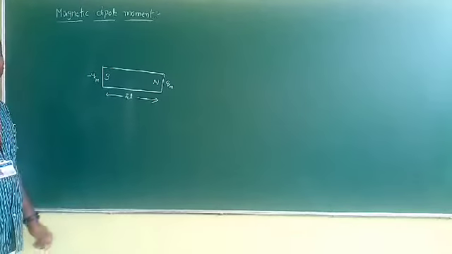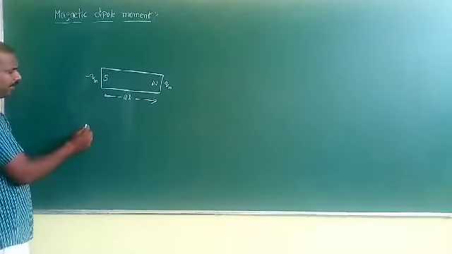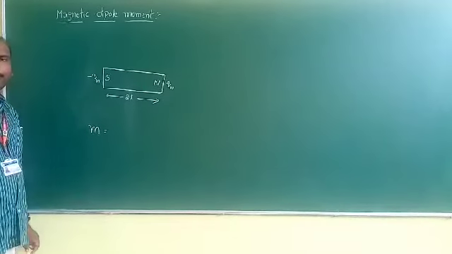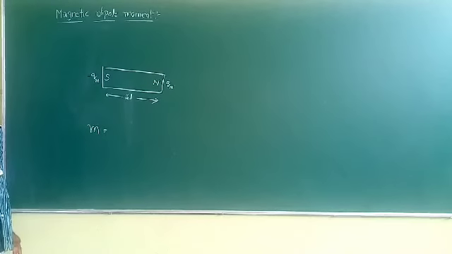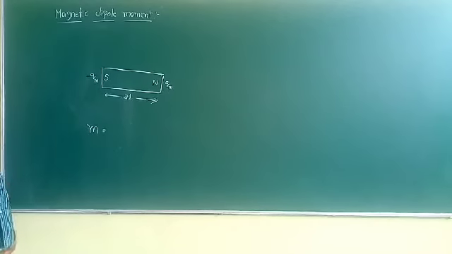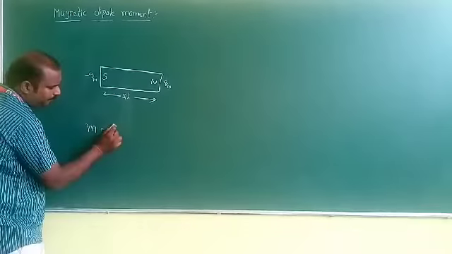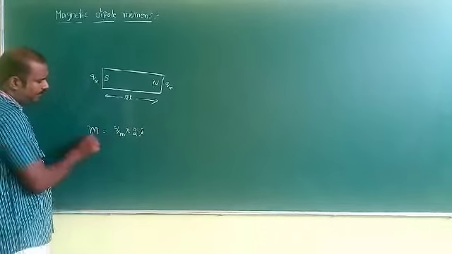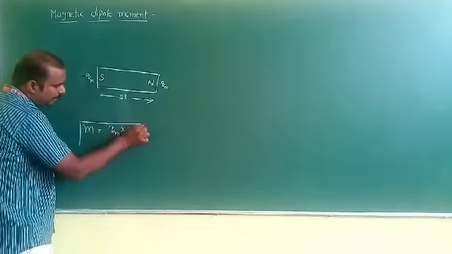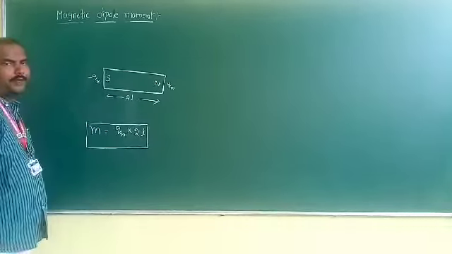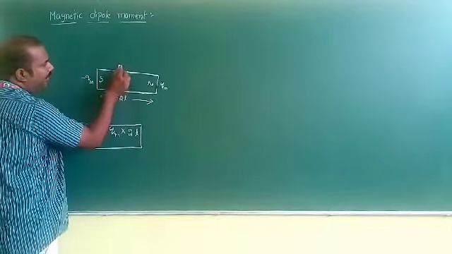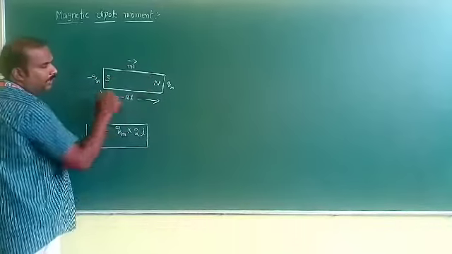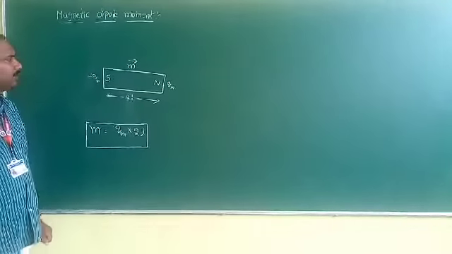Then, what is this magnetic dipole moment? The magnetic dipole moment is represented by the symbol M. It is nothing but the product of either of the magnitudes of pole strength into the length of the magnet, that is Qm into 2L. So this we call the magnetic dipole moment. And what is the direction of this magnetic dipole moment? Its direction is from south to north.